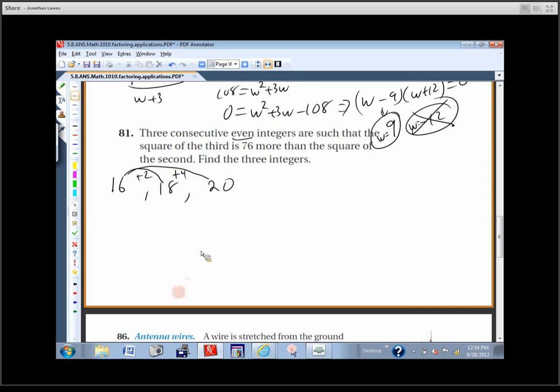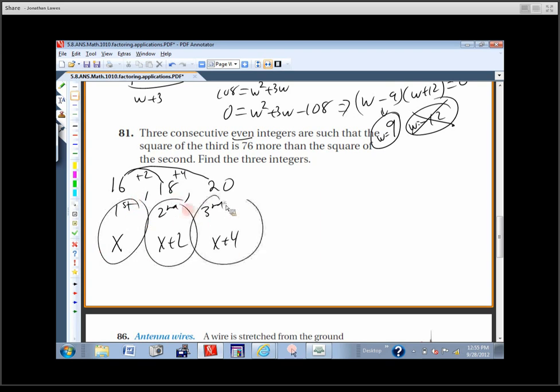4. So if I say this is the first one, this is the second one, and this is the third one, if I don't know what the first one is, let's call it X. How do I go from the first one to the second one? Add 2. How do I go from the first one to the third one? X plus 4. Okay. Add 2 to this one again, or add 4 to the first one. So here's the first one, here's the second one, here's the third one.